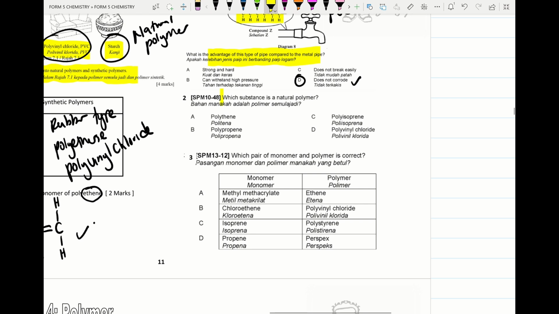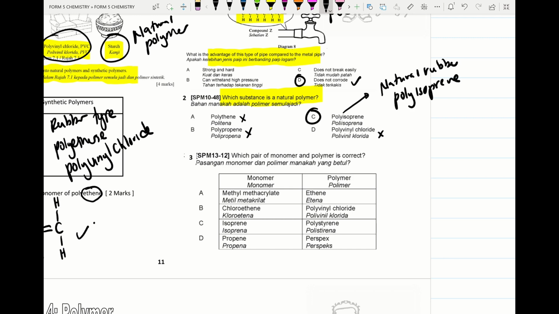Next question. Which substance is known as a natural polymer? Polyvinyl chloride is a synthetic polymer. Please remember another name for natural rubber is polyisoprene. Polyisoprene is a natural polymer.